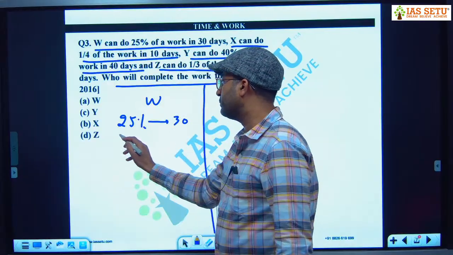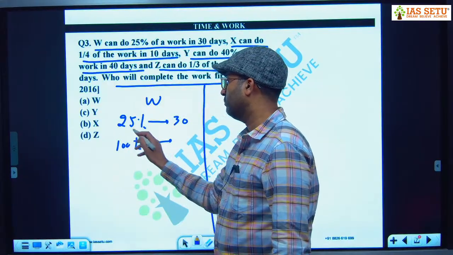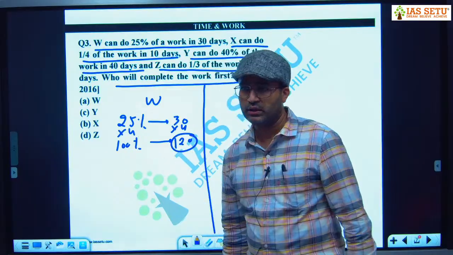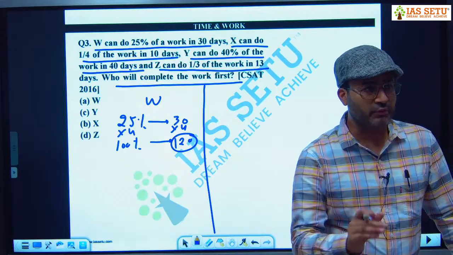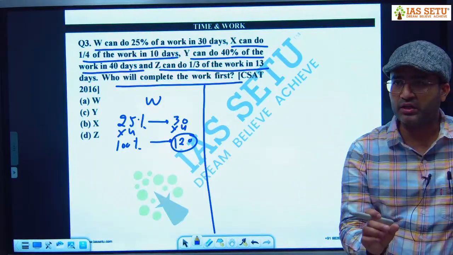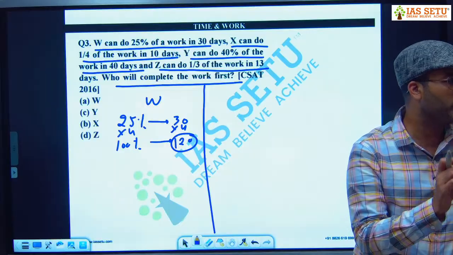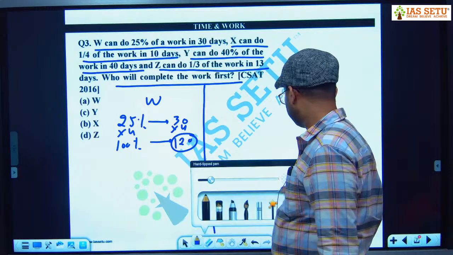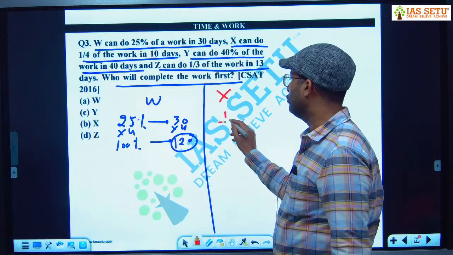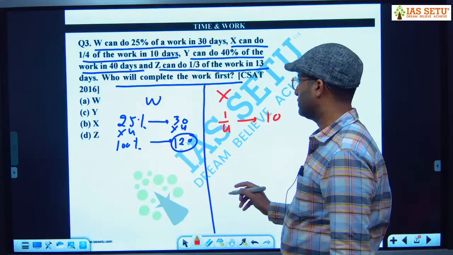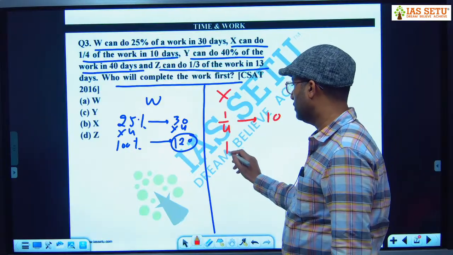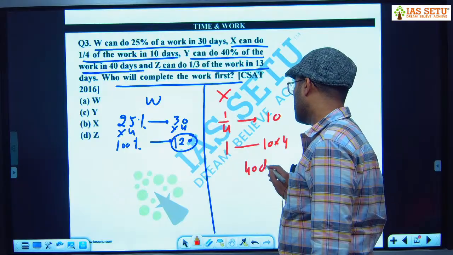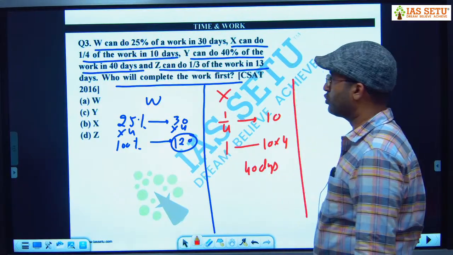So it means 100%, complete work, multiply with 4: 120 days. If W can do 25% work in 30 days, so 100% work करने में उसको 120 दिन लगेंगे. Next is X. X can do 1/4 work in 10 days. Complete work means one work. So you take 4 on the other side, 10 into 4, 40 days. X takes 40 days to complete the work.